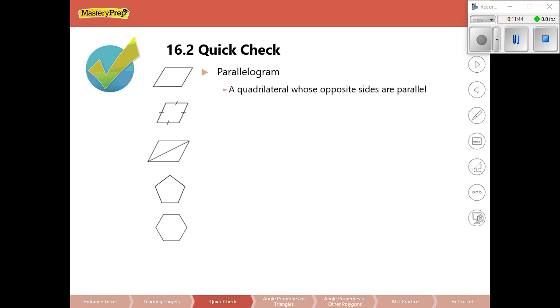Parallelogram: a quadrilateral whose opposite sides are parallel. A parallelogram has two sets of parallel sides. That's just by definition of a parallelogram. If it has four congruent sides, it's considered to be a rhombus, with all equal sides.